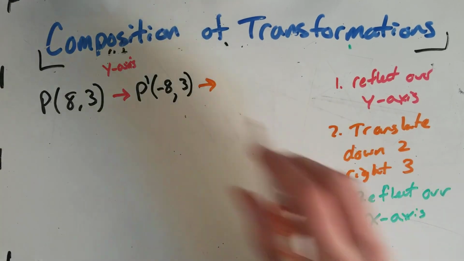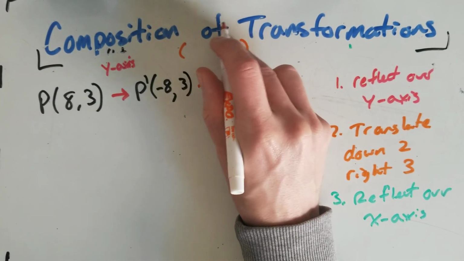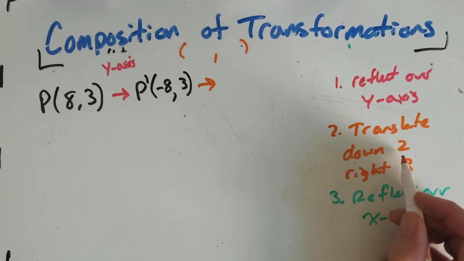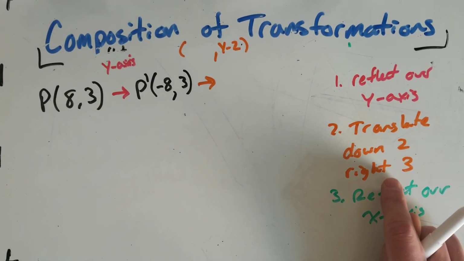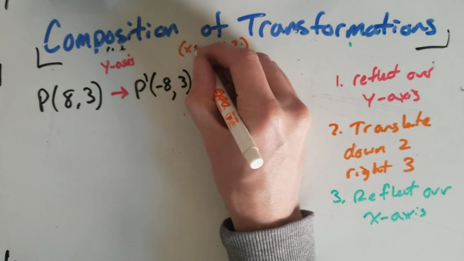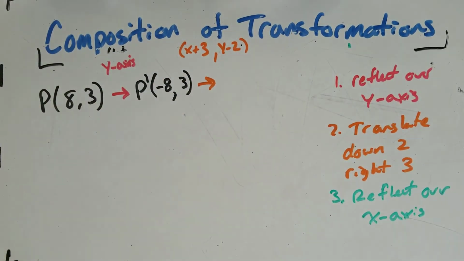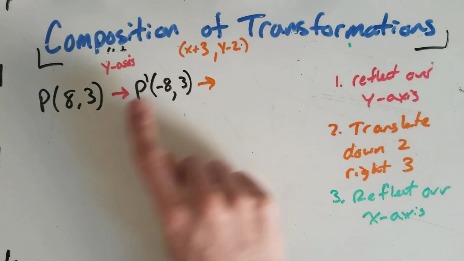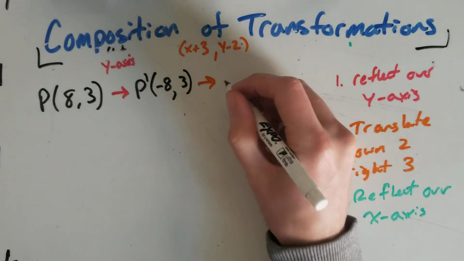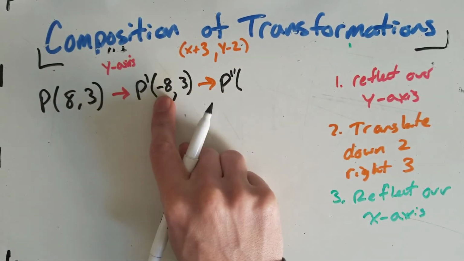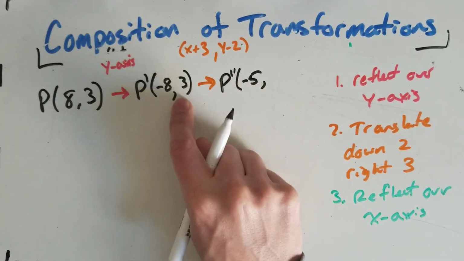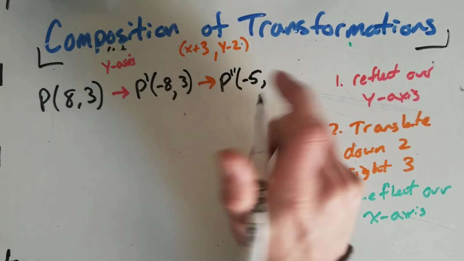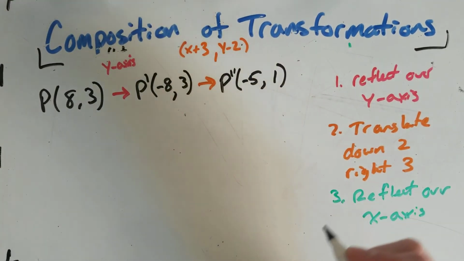So I'm going to convert this into the rule the way we're used to seeing it. Going down 2 means your y is going -2. To the right by 3, that's the positive direction for x, so it's going to be x plus 3. So this is the rule that we're applying to this point. So P double prime: x plus 3, -8 plus 3 is -5. 3 minus 2 gives us a 1.